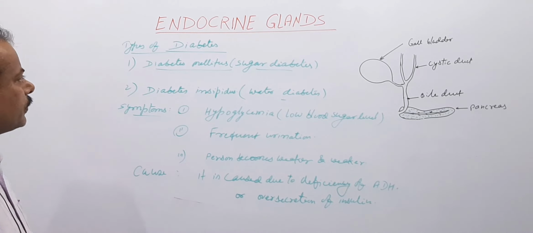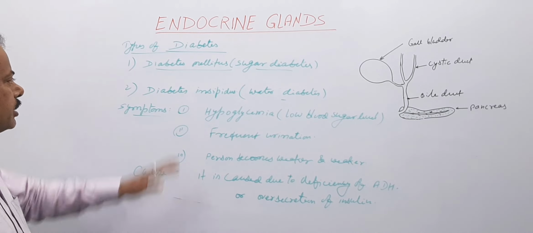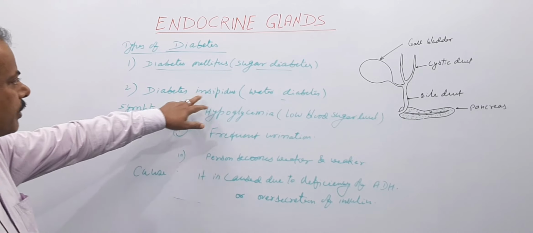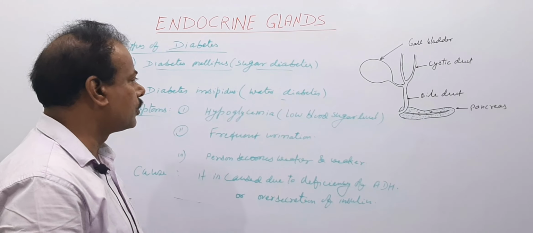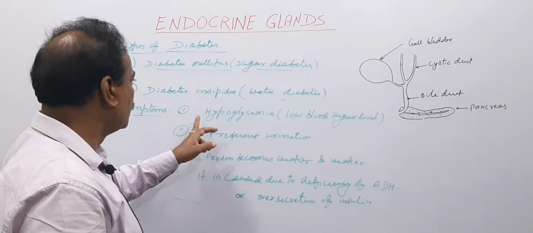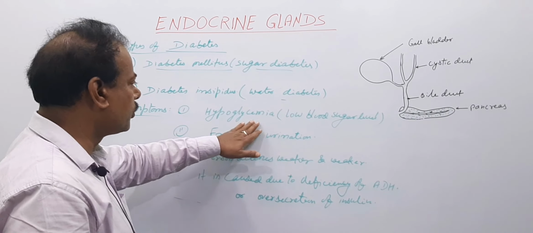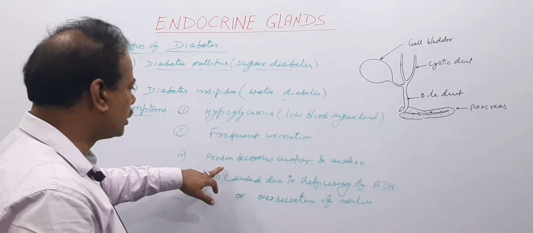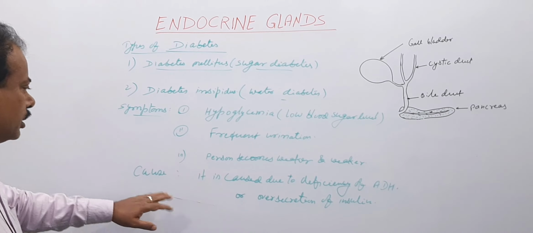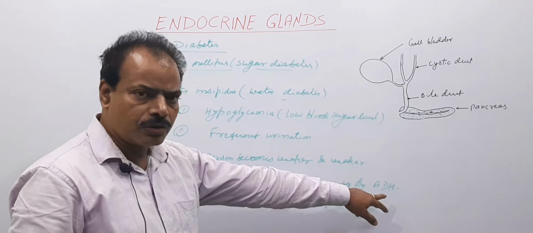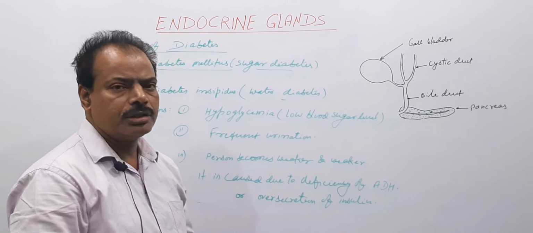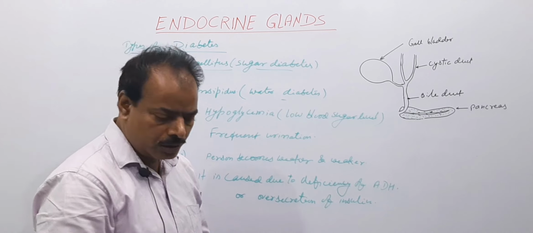So these are the two different types of diabetes, diabetes mellitus and diabetes insipidus. Diabetes mellitus is known as sugar diabetes and diabetes insipidus is known as water diabetes. Symptoms of diabetes insipidus are hypoglycemia, frequent urination, and the person becomes weaker and weaker, and it is caused due to deficiency of ADH, antidiuretic hormone, or oversecretion of insulin.